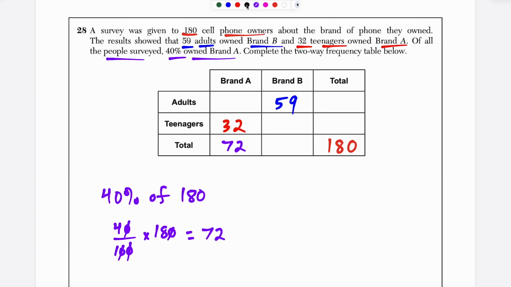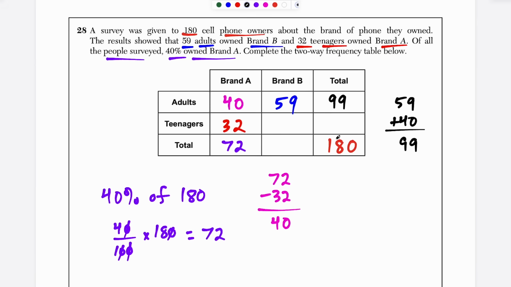So now we can start finding the other pieces here. How many adults own brand A? We could do 72 minus 32. That's the total number of people that own brand A minus the 32 teenagers that own brand A. That tells us that 40 adults own brand A. And now we could start finding some other totals here. So this section over here, we could just do 40 plus 59. I just add those, and that's going to give us 99. So there are 99 adults in total here.